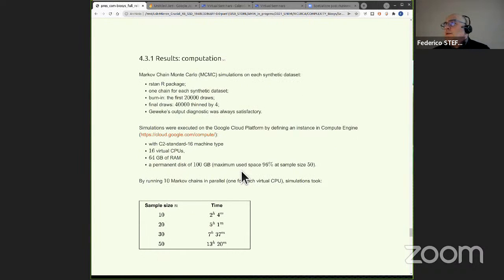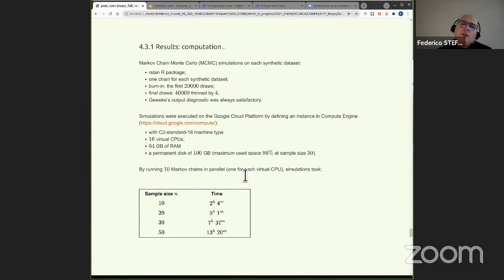A couple of minutes just to say that all these simulations were executed on the Google Cloud Platform, in particular a Linux instance of Compute Engine with 16 virtual CPUs and 64 GB of RAM. When n was equal to 10, we waited 2 hours, and for sample size n equal to 50, 14 hours were required.